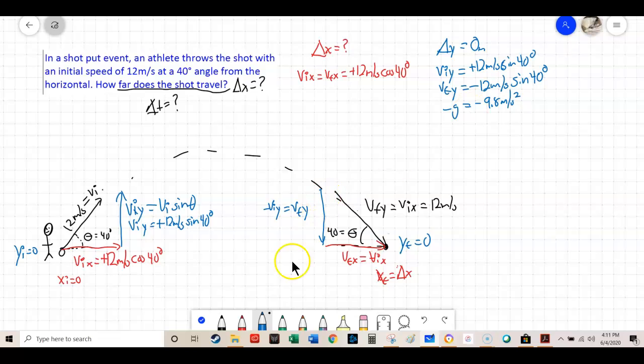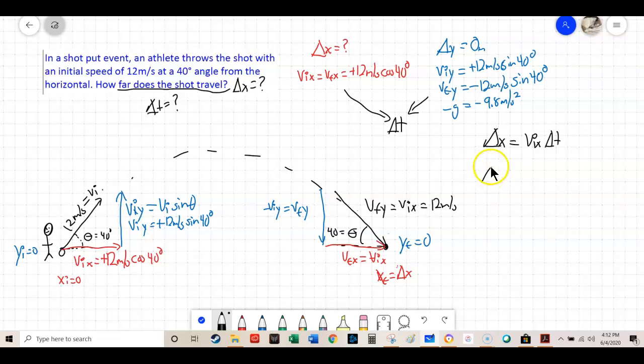Okay? Again, the only way to link x direction equations to the y direction equations is through time of flight. The time it takes to travel in the x direction at this constant velocity is the same time it takes for it to slow down to a stop and then speed back up and land over here. What I'm saying is we need to find delta x. To get that, we need Vix delta t, but we don't know delta t. And so that is going to link our equations.